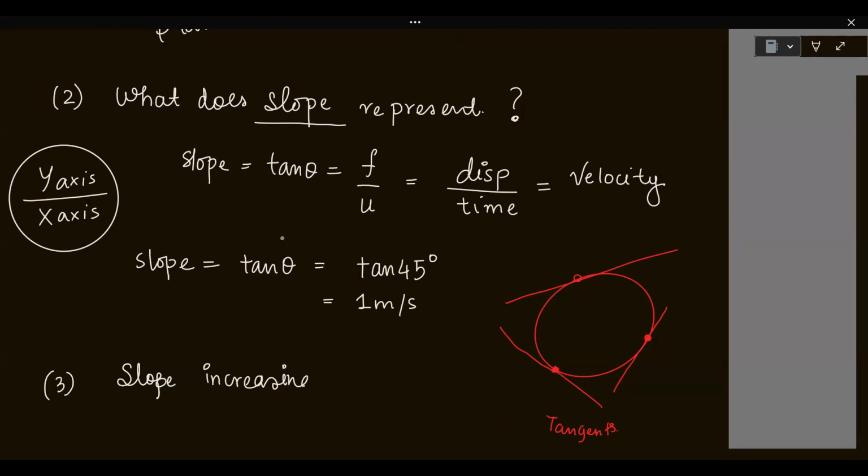Please, nobody's participating, dude. What is going on? I don't like calling out names, guys. Please participate voluntarily. The next question is whether the slope is increasing or decreasing.